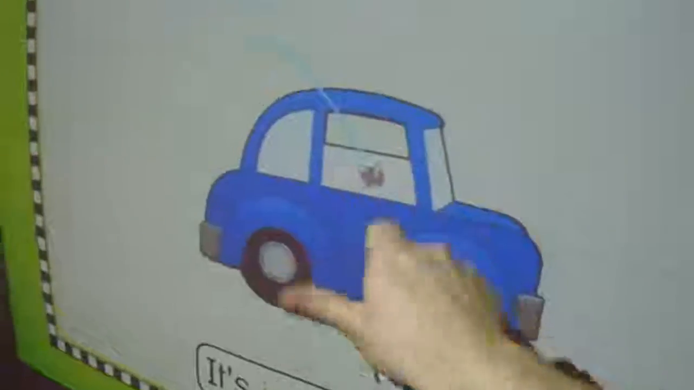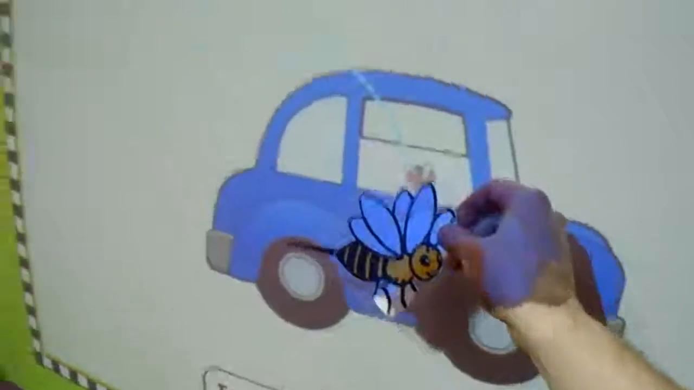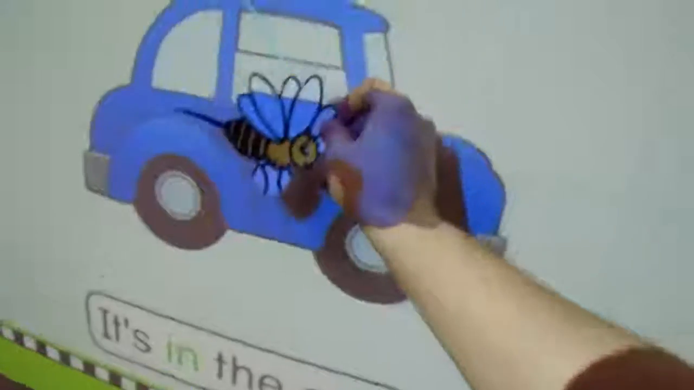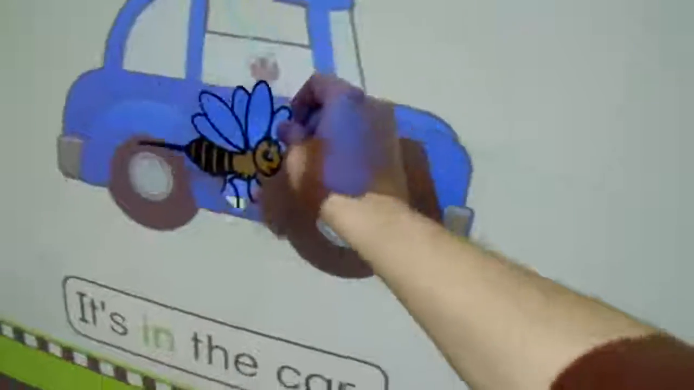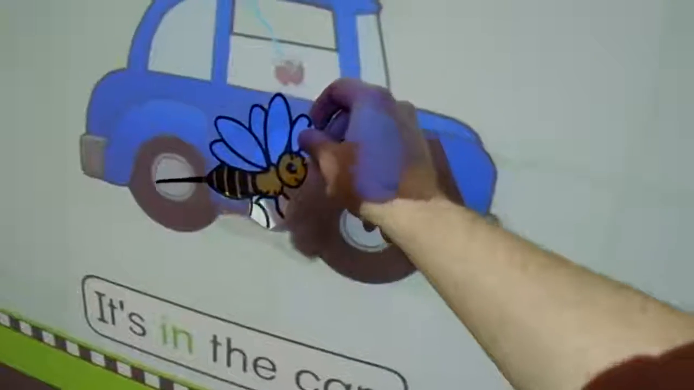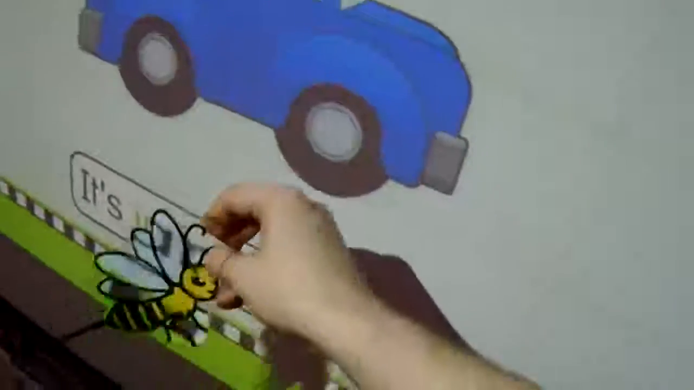That's why it's really good to use your laser pointer inside of the car for a second. Or hold your hand out there and go, it wants out. Where is it? It's right here. Where is it? It's in the car. And the next slide is going to be out of the car.